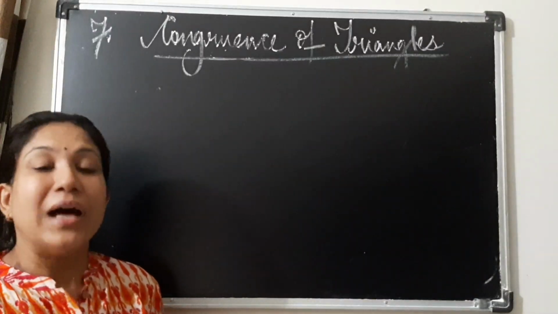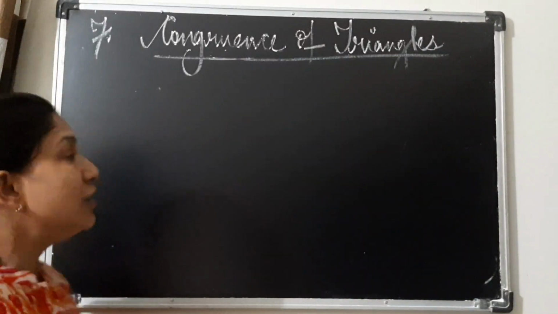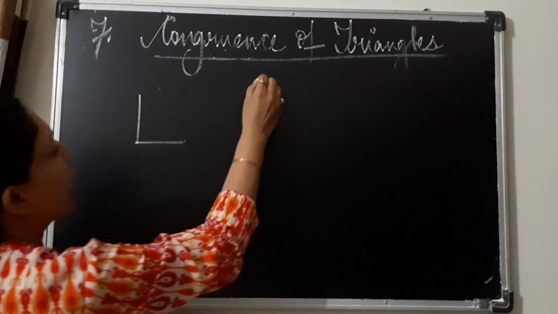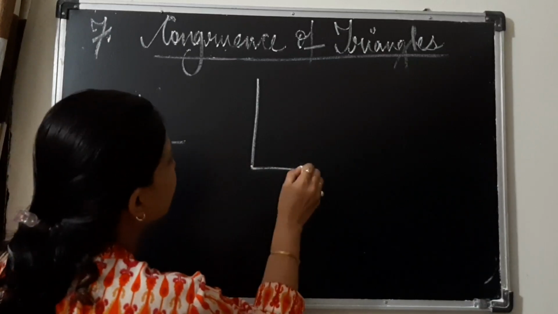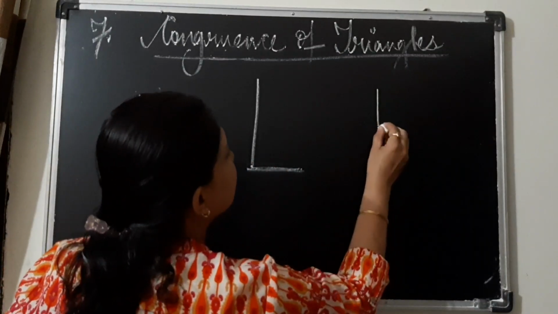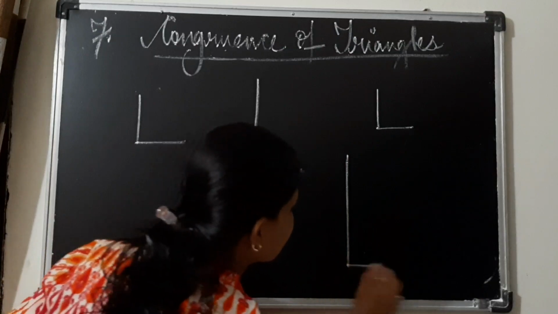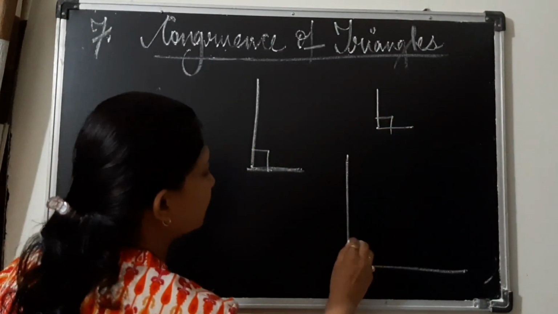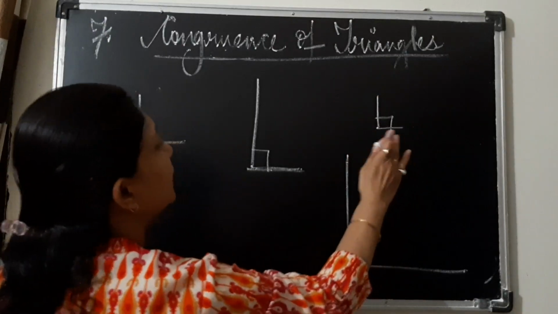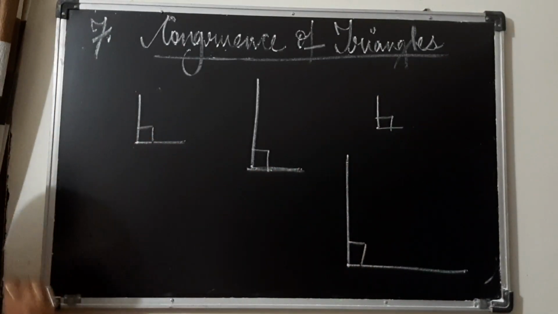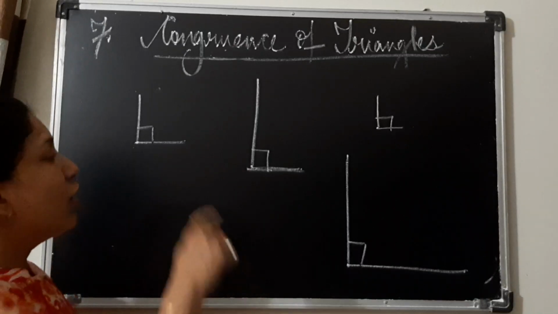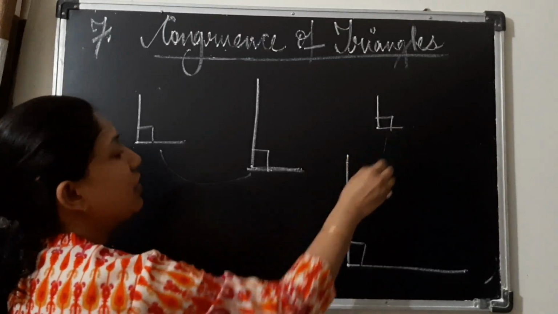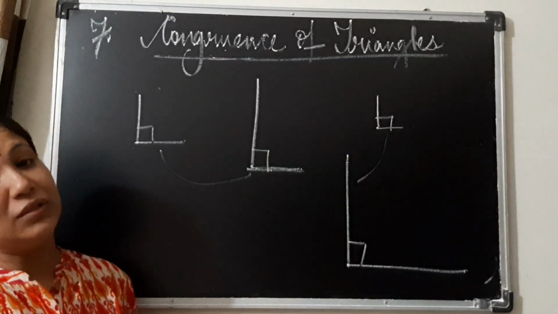Let us take one more example of angles. Now again we will do the activity for angles only. See here, I have drawn one angle, and I am drawing a few more angles. I am not labeling them now. I just want to check whether these two pairs of angles are congruent to each other or not.